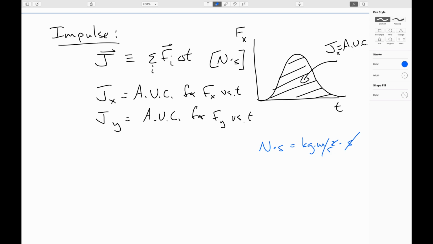So now where we're going with this, and I'm glossing over some technical details in the derivation, is we're going to what's called the Impulse-Momentum Theorem.